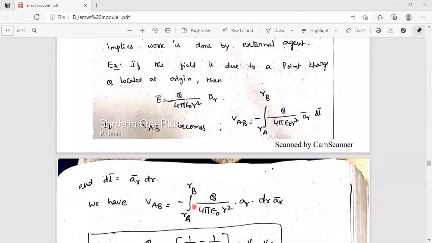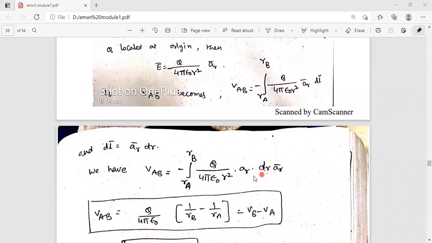Now this is the equation. VAB equals minus integral RA to RB q by 4 pi epsilon naught r square ar bar. Now replace this dl with dr ar bar. So ar bar dot ar bar means 1. Now we have integral RA to RB q by 4 pi epsilon naught r square dr. This is a simple integration problem.